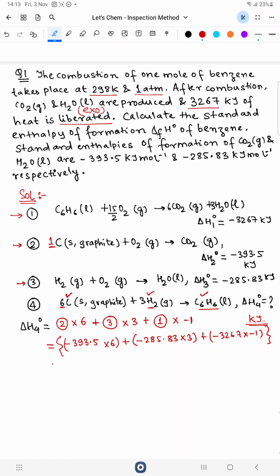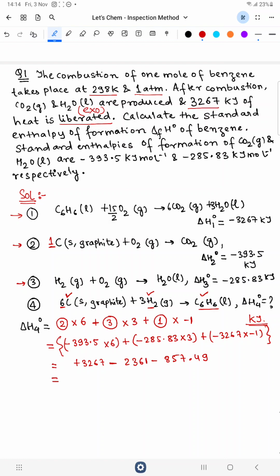Okay, so you can solve it. Multiplication and addition will not be a tough task for you. For example, let's see this. This will come as plus 3267 minus, if you do 393.5 into 6, it comes as 2361, and minus 285.83 into 3 comes as 857.49.